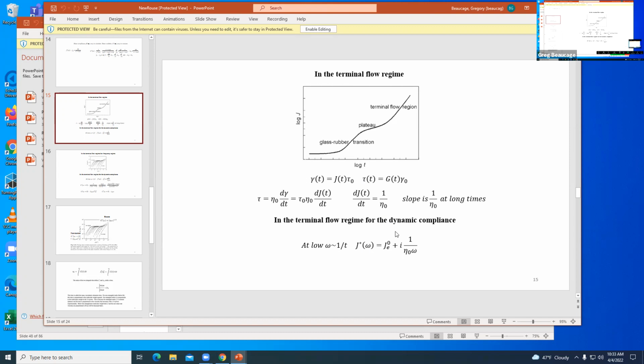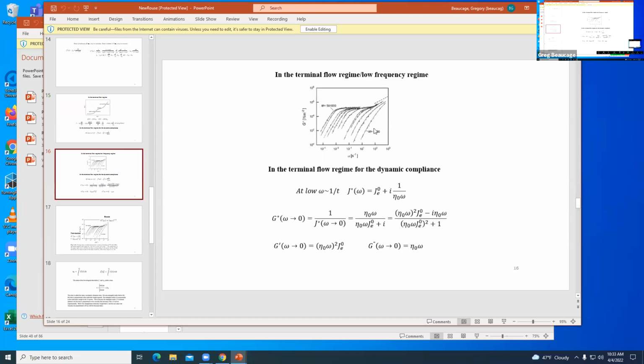Anyway, this is the complex compliance, and the complex compliance is 1 over the complex modulus. This is showing the complex modulus, and the flow regime is down here. This is the storage modulus, which is the real part of the complex modulus. So you just take 1 over that. If you multiply everything by viscosity times frequency, you have viscosity times frequency times J0. It cancels here, you just get i. Then the top becomes the viscosity times frequency.